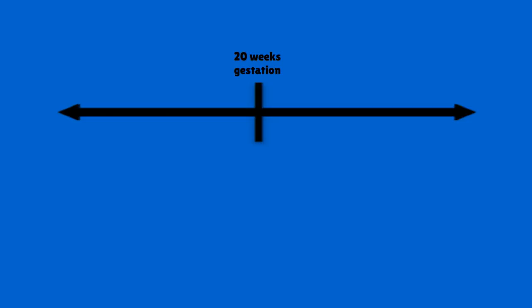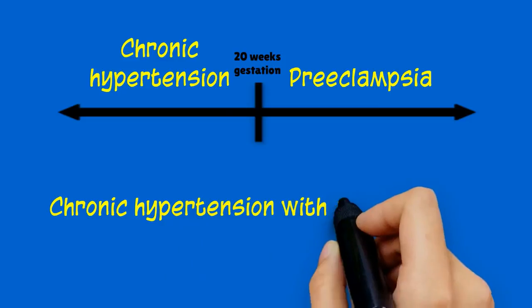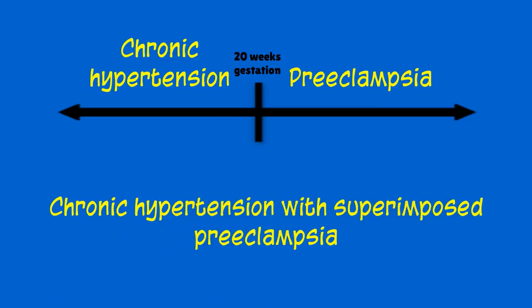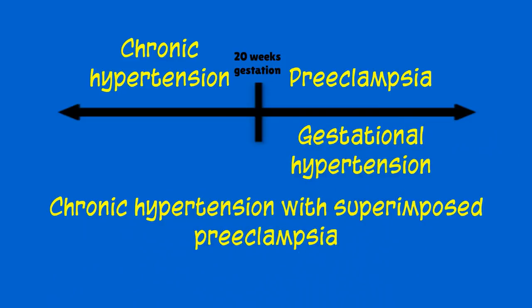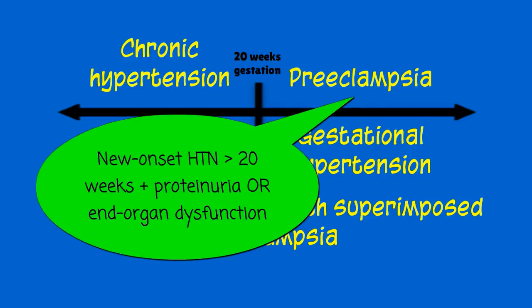The 4 types of hypertension in pregnancy are preeclampsia, chronic hypertension, chronic hypertension with superimposed preeclampsia, and gestational hypertension. Preeclampsia is defined as new onset hypertension after 20 weeks gestation with proteinuria or end organ dysfunction.